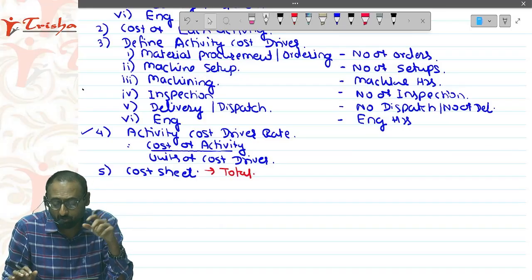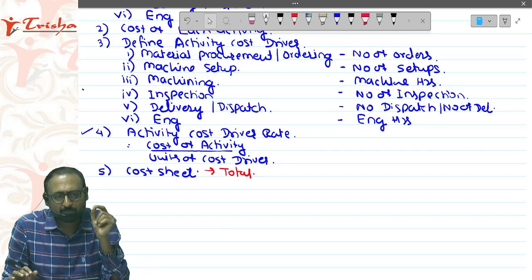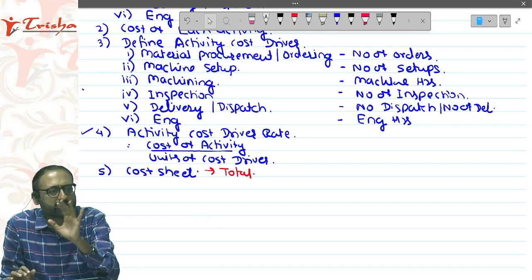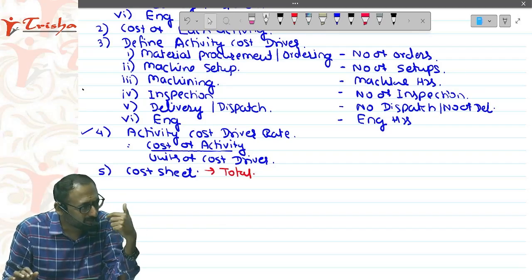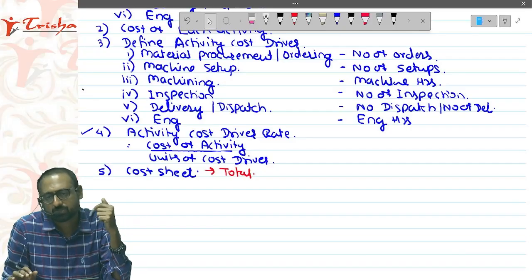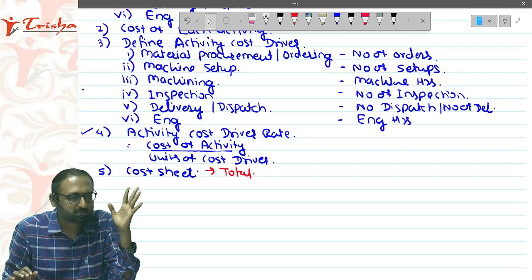Machining cost is dependent on machine hours. Inspection cost is dependent on number of inspections, number of quality inspections. Delivery or dispatch cost is dependent on number of deliveries, number of dispatches. Engineering cost is dependent on engineering hours.